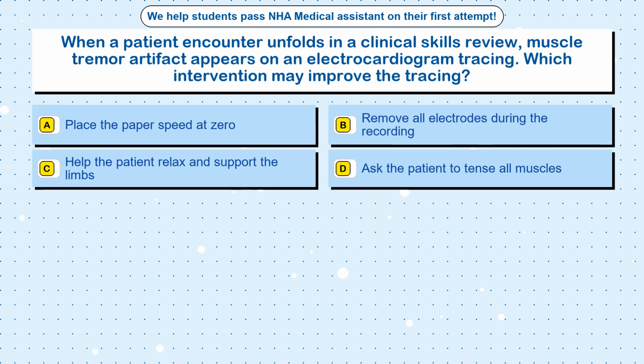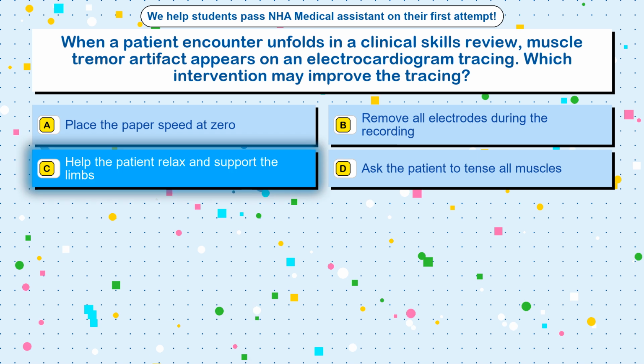Question 69. When a patient encounter unfolds in a clinical skills review, muscle tremor artifact appears on an electrocardiogram tracing. Which intervention may improve the tracing? Option A. Place the paper speed at 0. Option B. Remove all electrodes during the recording. Option C. Help the patient relax and support the limbs. Option D. Ask the patient to tense all muscles. The correct answer is option C.